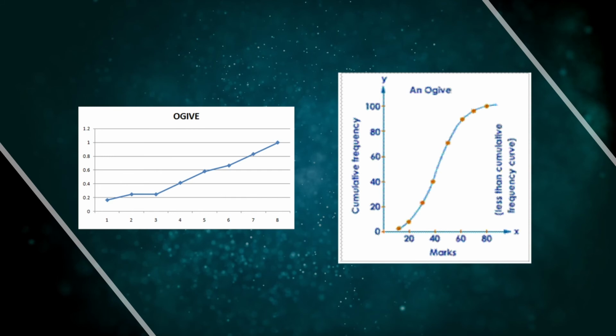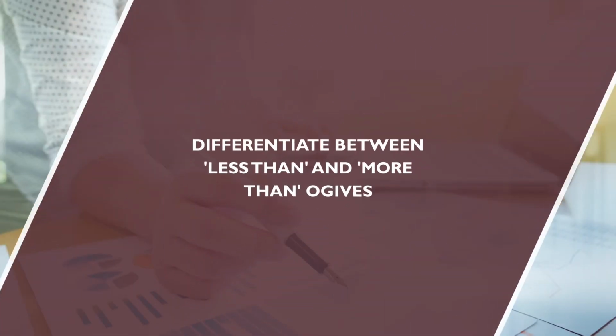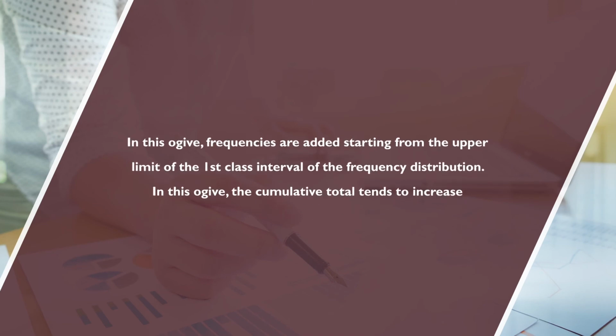So if you see this particular image, you will find how we have plotted the ogive, and this is the manner in which ogives are developed. There are certain differences between less than and more than ogive. In this ogive, the frequencies are added starting from the upper limit of the first class interval of the frequency distribution, and the cumulative total is going to be in an increasing mode.